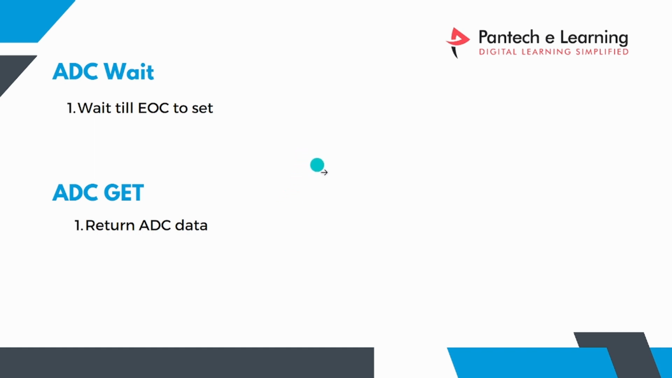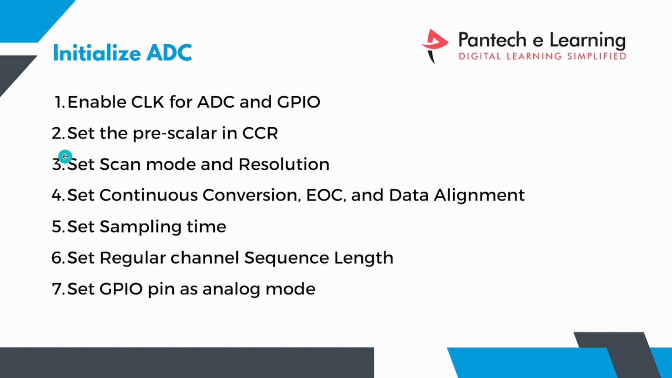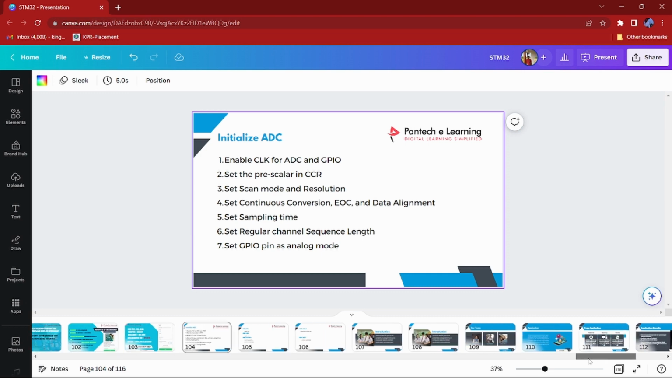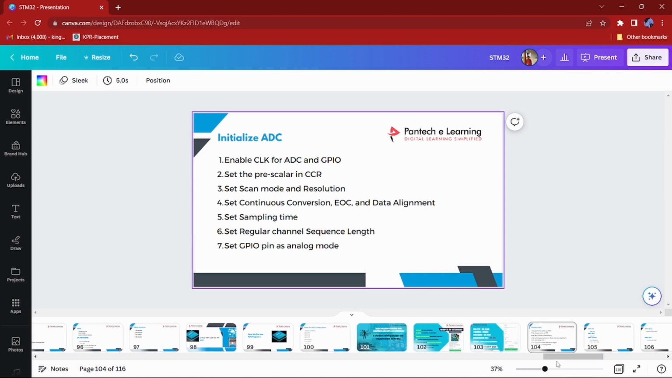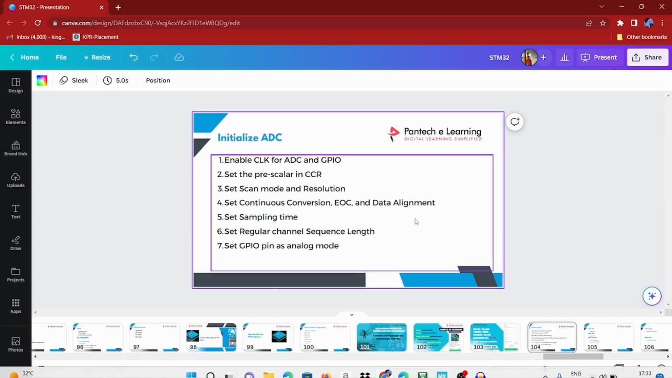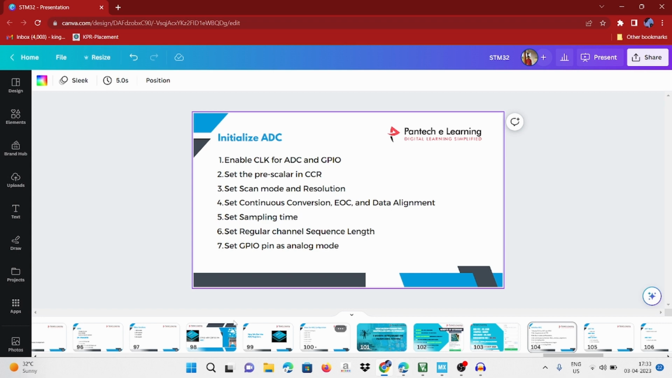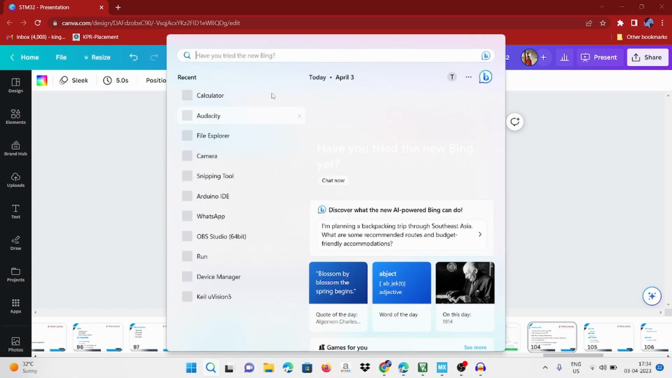Now we will get into the Keil IDE. We will develop the code for the ADC. So we are going to read the channels PA1 and PA2. So we will go to the Keil.